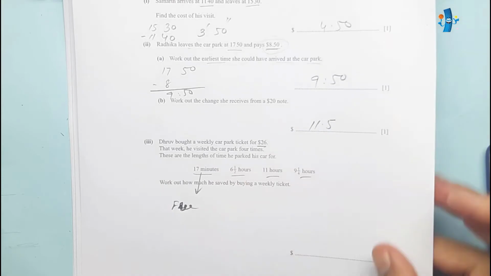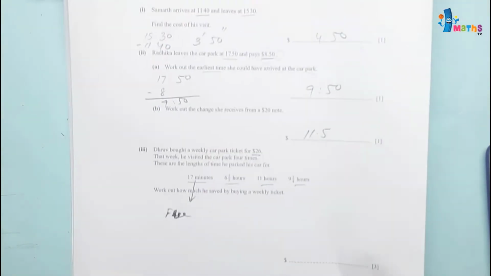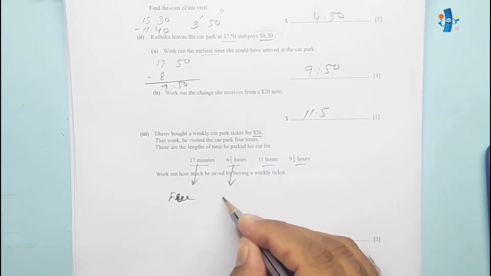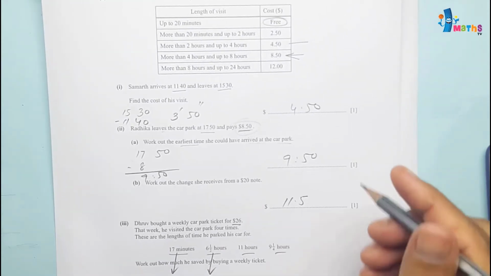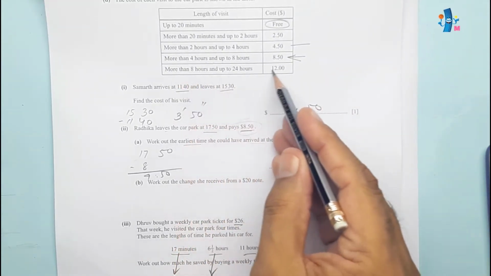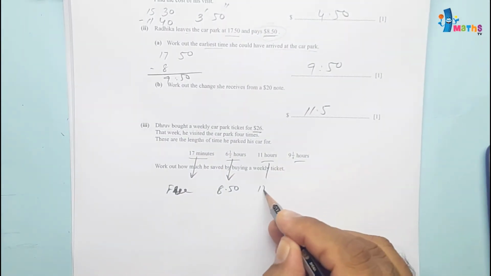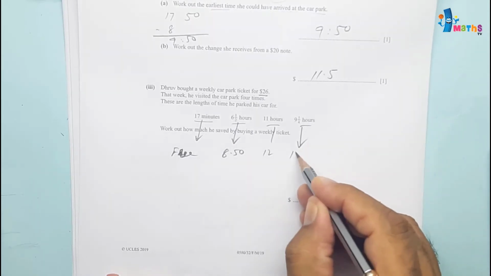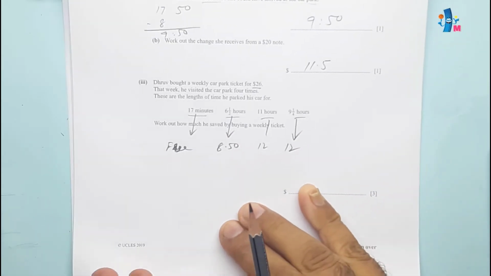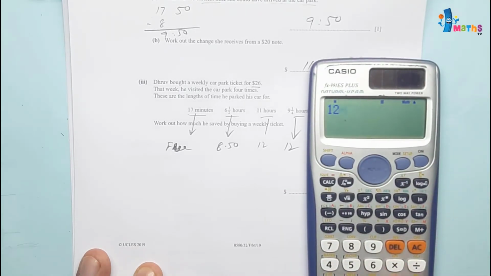6 hours, 6.5 hours. 6.5 hours will be in this category. So 8.50. This will be 8.50, and 11 hours will be in between this one. So $12. This will be 12, and 9 whole 1 by 4 will also be in the same category, so it will be 12. So this is the amount which he was supposed to pay if he was not having the ticket.